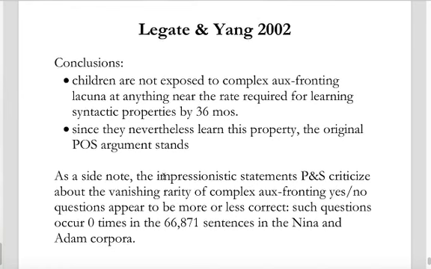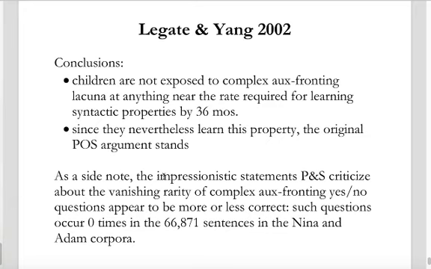As a side note here, there's a lot of sort of sneering in the Pullum and Scholz paper about Chomsky's impressionistic formulations and casual statements that children never hear these things. But it's worth noting that when you actually look in the CHILDES corpus, these impressionistic statements about the vanishing rarity of complex auxiliary fronting appear to be more or less correct. So we found yes-no questions of this type 0 times in the 67,000 sentences in these two corpora. So laugh at Chomsky if you want, but what you actually find when you look in the corpus is that his intuitions were basically correct.